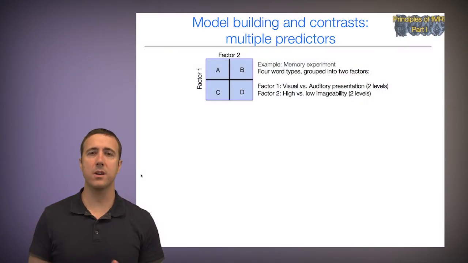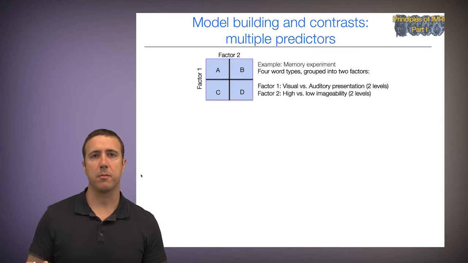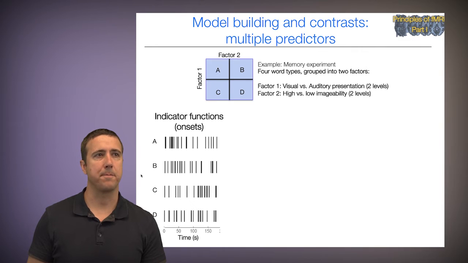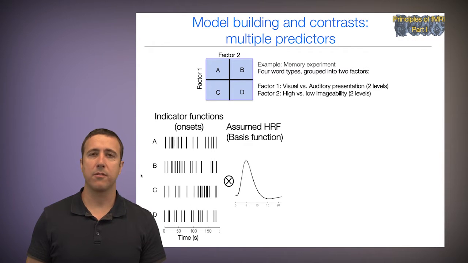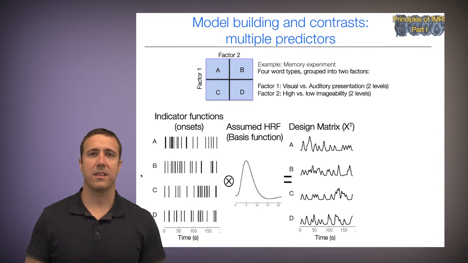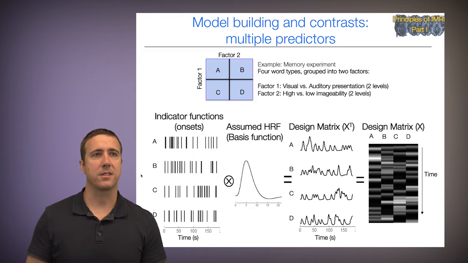Hi again, everybody. In this module, we're going to look at linear basis sets for hemodynamic modeling and continue our model building enterprise. So let's first review some key concepts. We talked last time about model building for multiple predictors using an example 2x2 repeated measures factorial design experiment. We have indicator functions, convolution, and that lets us build a design matrix.